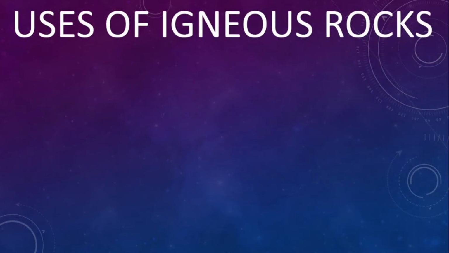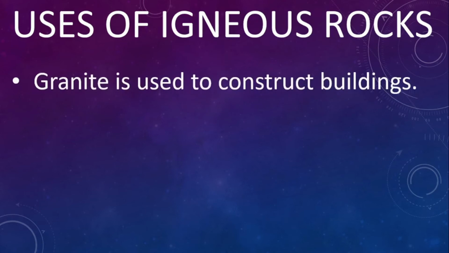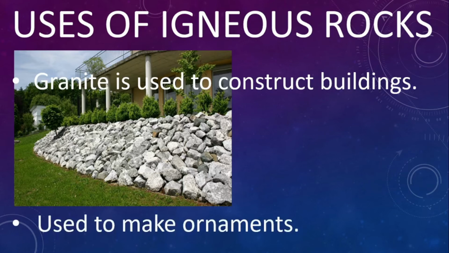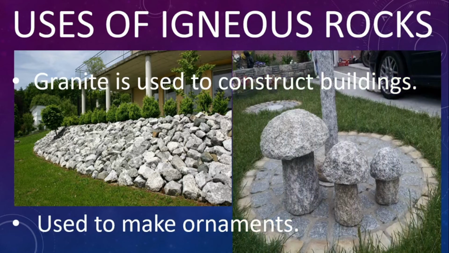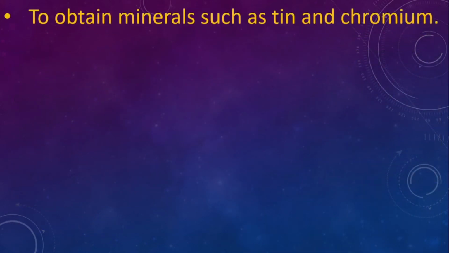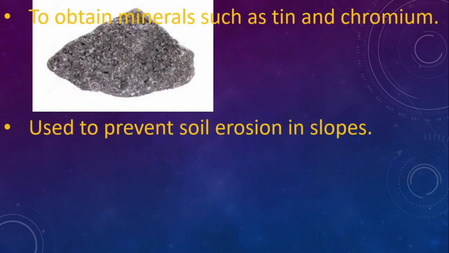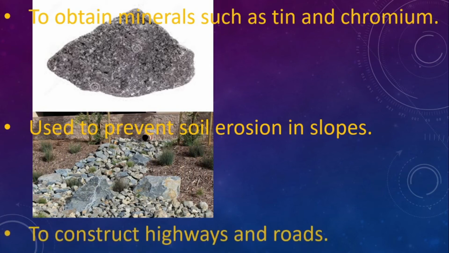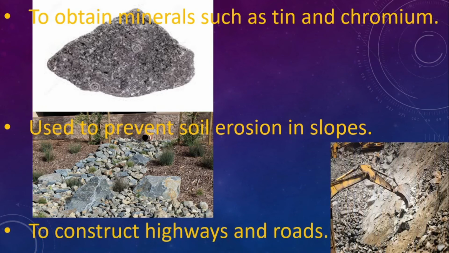Uses of igneous rocks. Granite is used to construct buildings. Granite is used to make ornaments. To obtain minerals such as tin and chromium. Used to prevent soil erosion in slopes. To construct highways and roads.